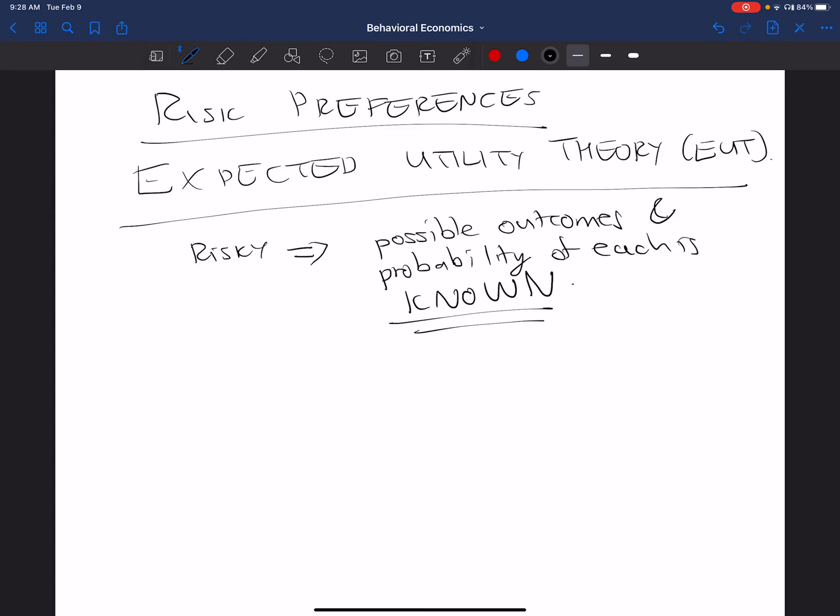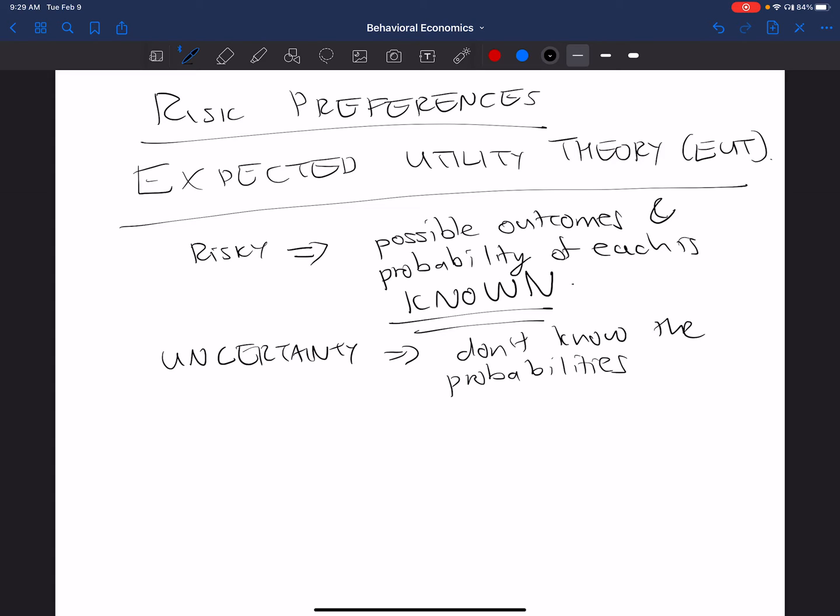Now, it's very important to separate this from what we mean when we say uncertainty. And that typically implies situations where we don't know the probabilities. So we're typically going to be talking about risky situations here. There's another way of dealing with uncertainty, which we're not going to go into here. It's got to do with how we think about the probability distributions of different outcomes, but that's beyond the scope of what we try to think about here. Right now, we're going to talk about risky situations.